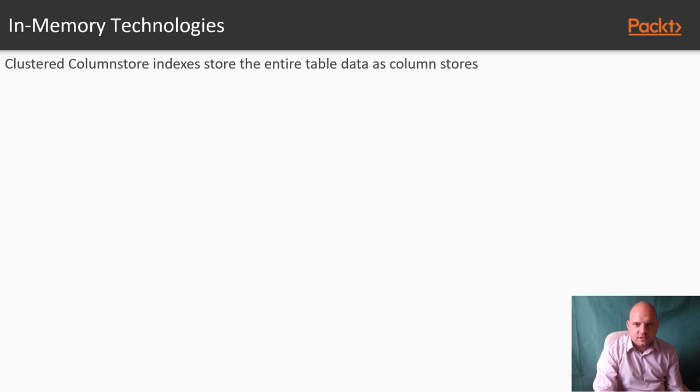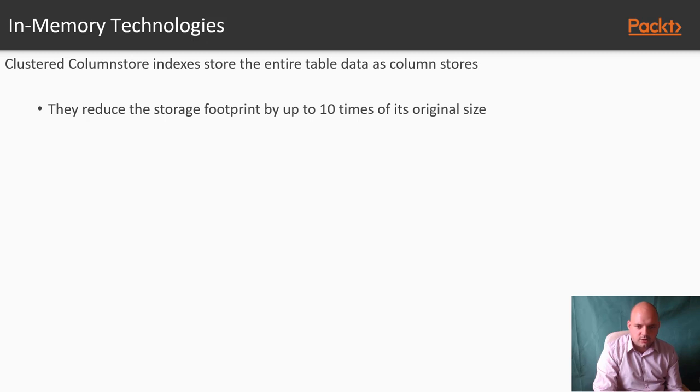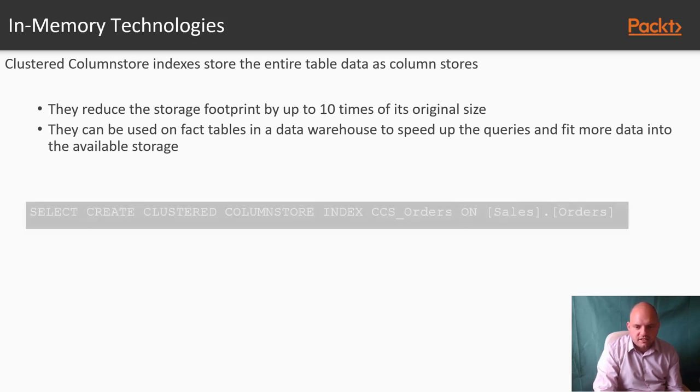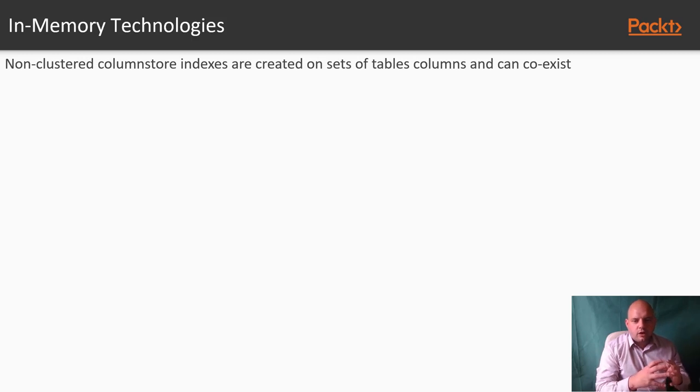We can have clustered column store indexes that store the entire table data as a column store. They reduce the storage footprint of the table by up to 10 times its original size. They can be used on fact tables in a data warehouse to speed up queries and fit more data into the available storage. Here's the syntax for creating a column store index: CREATE CLUSTERED COLUMNSTORE INDEX, provide the name, ON sales orders, and that will create a clustered column store index for us.